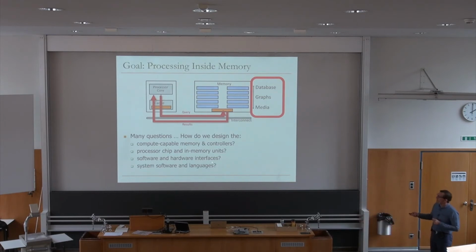How do you design system software and languages once you actually have this sort of interfaces? And we're going to talk a little bit about that also. And how do you design the algorithms to take really advantage of it? Because today's algorithms are really very processor-centric algorithms. They don't assume any computation capability anywhere else. But if you have computation capability somewhere else, your algorithms need to change as well.